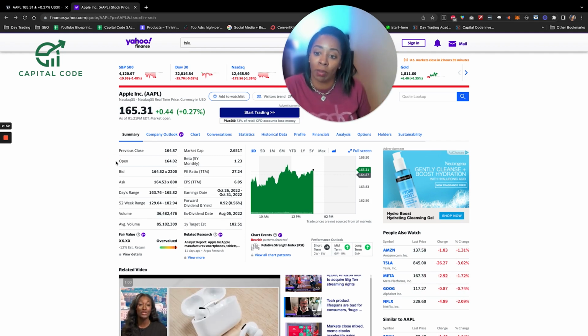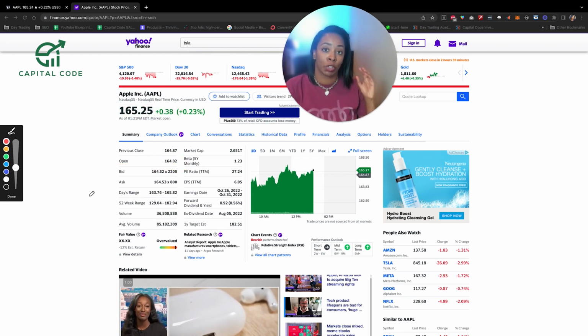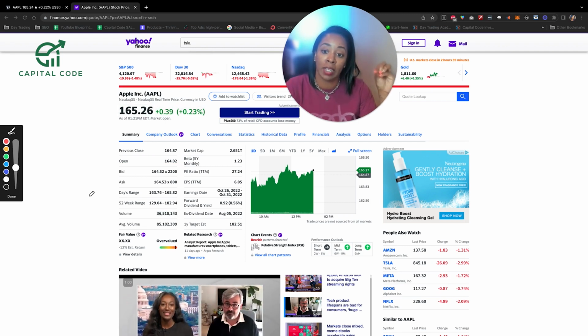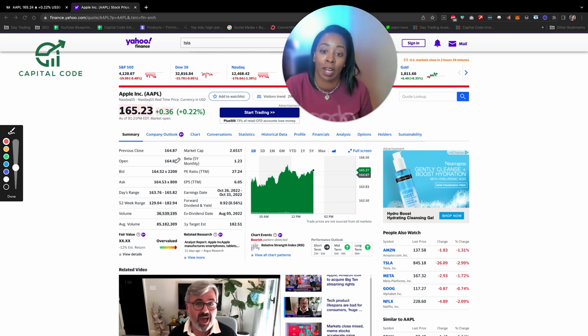So the open price here, basically, let me get my drawing tool so you can see these things. The open price, which is right here, refers to the price that the market was when the market opened. So right now it's at 165.24 or 27. It keeps moving, but basically it's higher than the open price, which is why this chart right here is green.